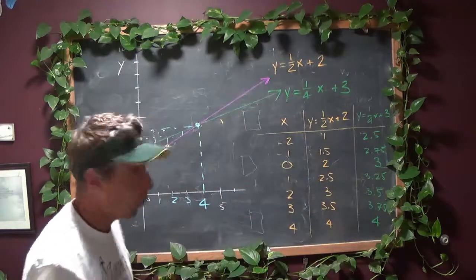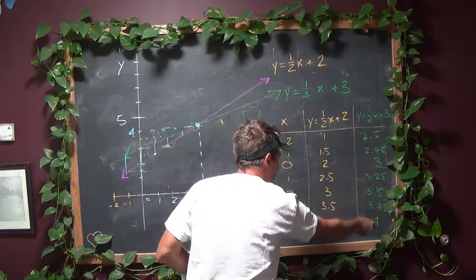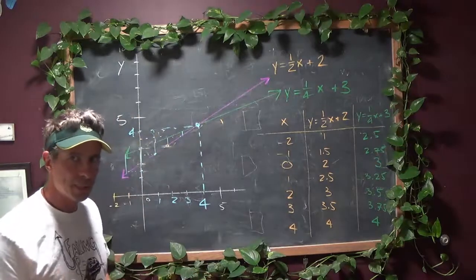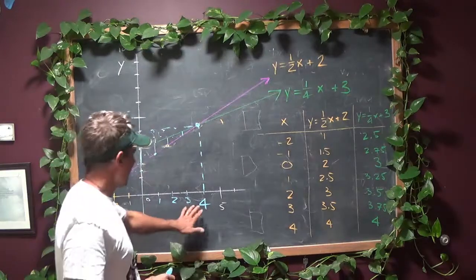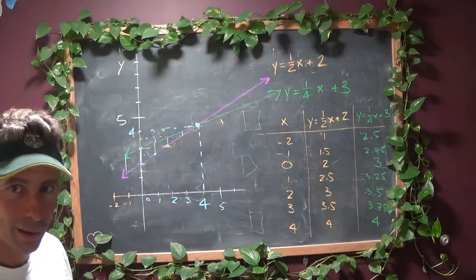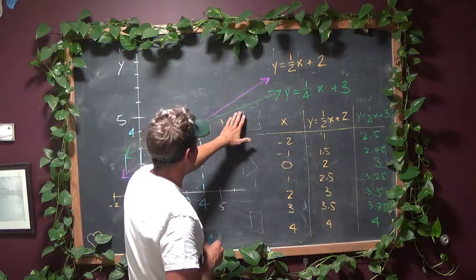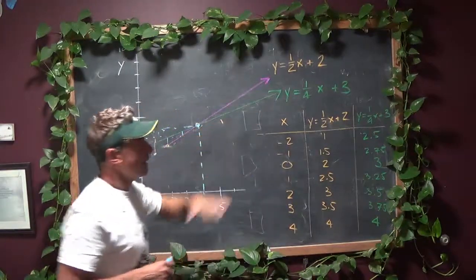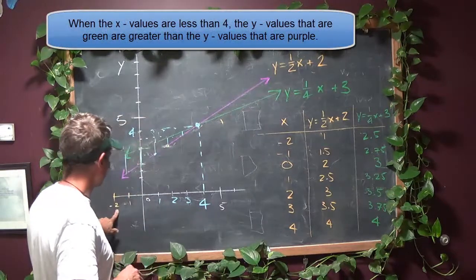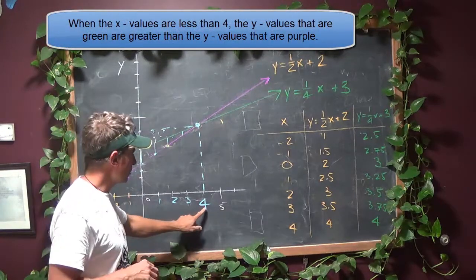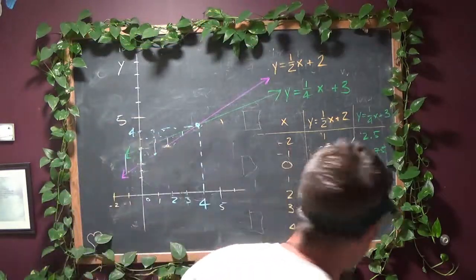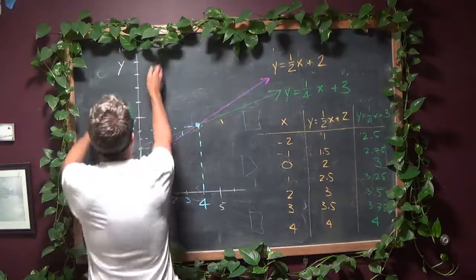But what you're noticing is the y values here are larger than the y values here. So here's something that I'm noticing. When the x values are less than 4, the y values that are green are larger than the y values that are purple. I'll say that again. When x is less than 4, the y values that are green are larger than the y values that are purple. So let's make a little laundry list.